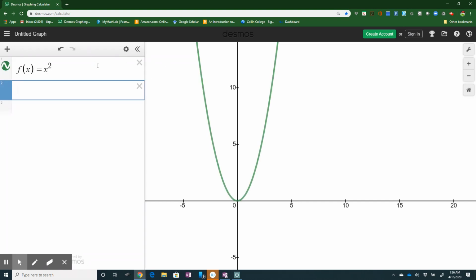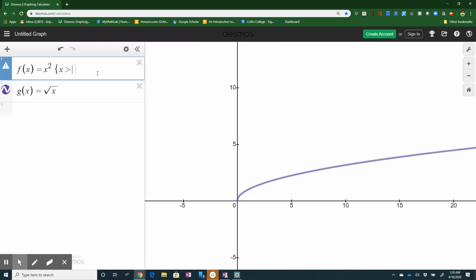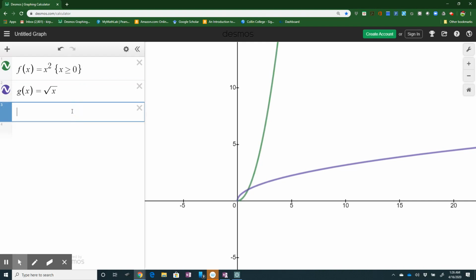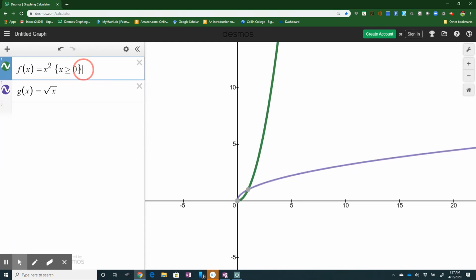And I know this one is kind of... No, I don't think this is going to work. I need to find a proper counterexample to show you. Because if I do it this way, it does work. f of g of x... Okay, now that works.